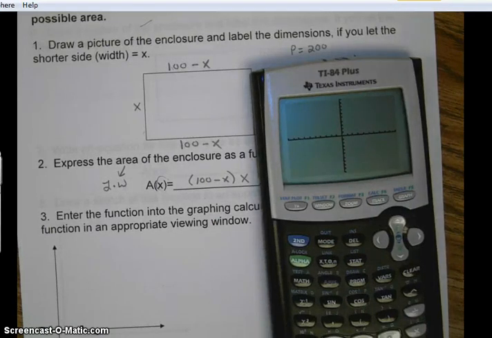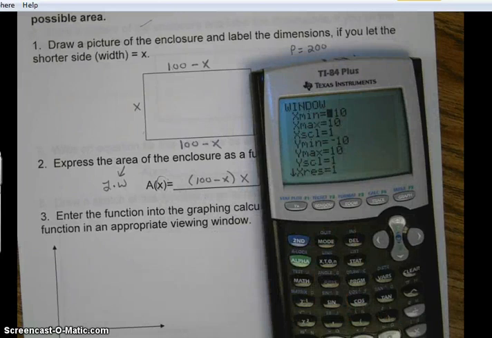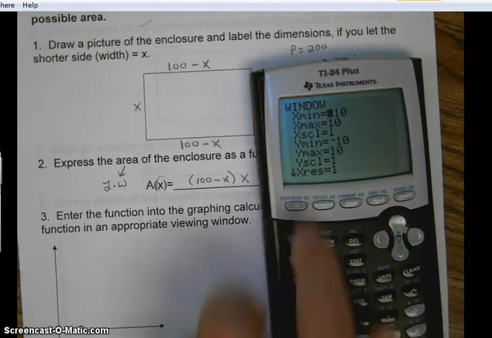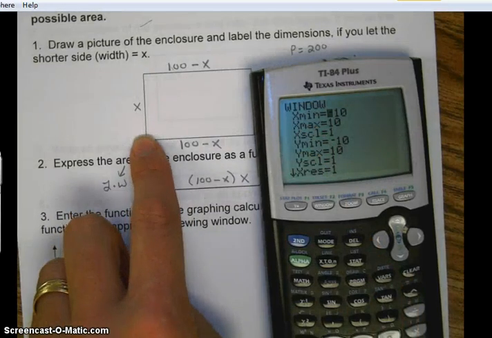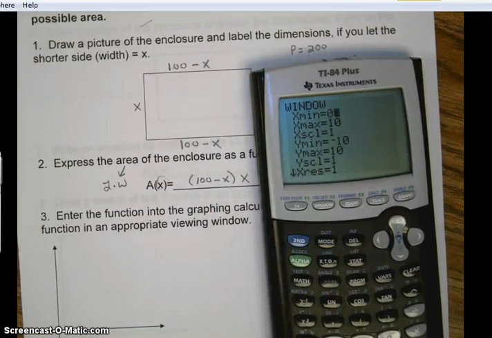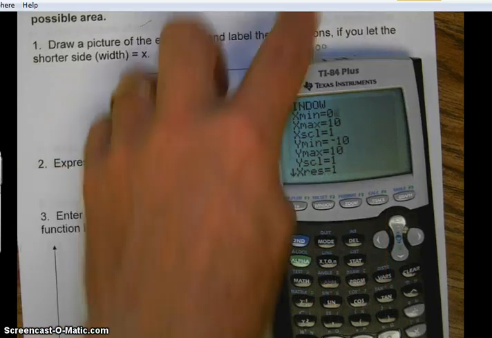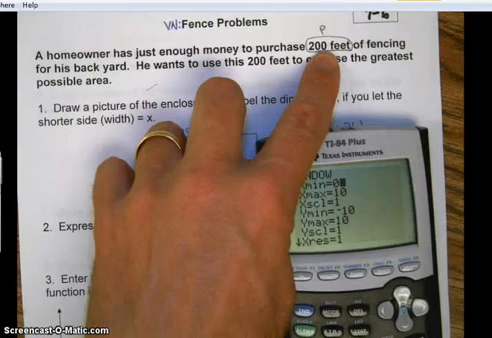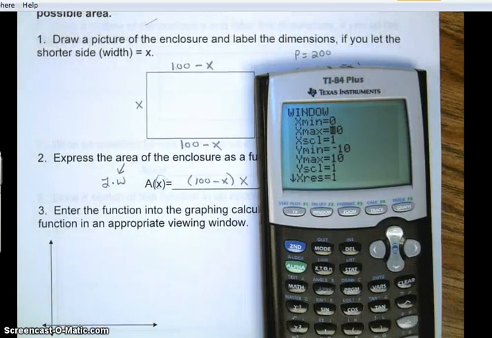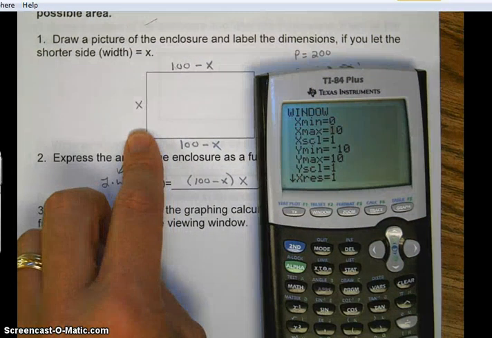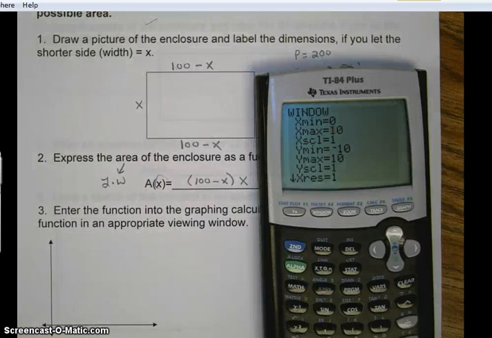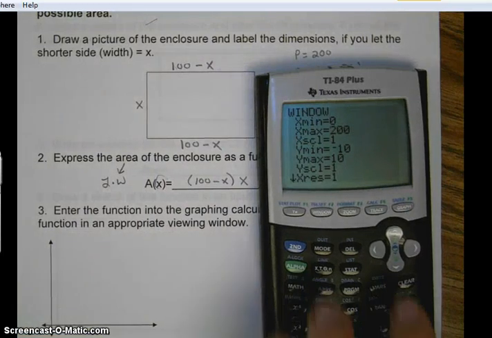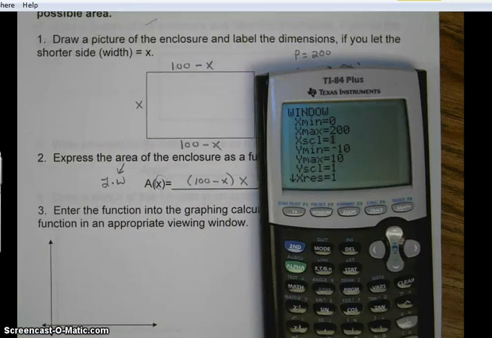So we're going to need to set up a window that fits for this situation. Our x minimum, well, x represents the side length, so obviously it can't be negative. And there's 200 feet of fencing. For right now, one side is not going to be 200 feet long, but I'm going to go ahead and use 200 as my maximum, and I'm going to count by tens.